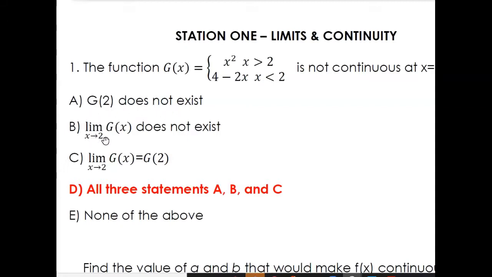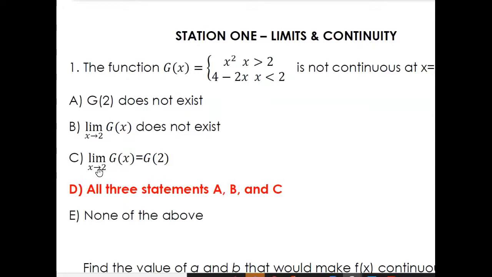The limit as x approaches 2 does not exist. So I would compare the left-hand limit to the right-hand limit. The left-hand limit would be the x values less than 2, so that is 4 minus 4, which is 0. The right-hand limit would be x values greater than 2, which is 2 squared, or 4. So the left-hand limit is 0 and the right-hand limit is 4. Since 0 does not equal 4, the limit does not exist.